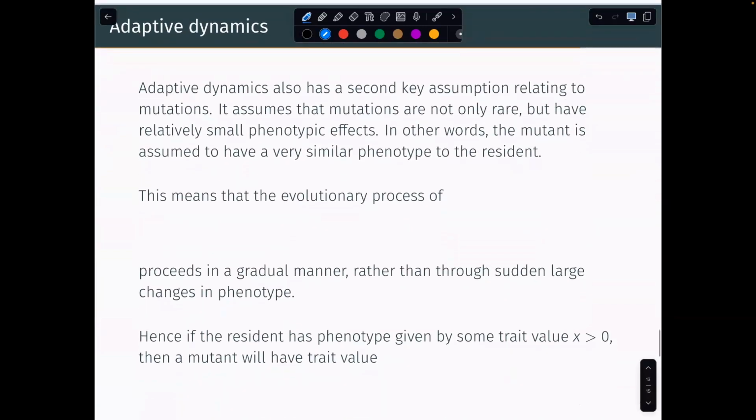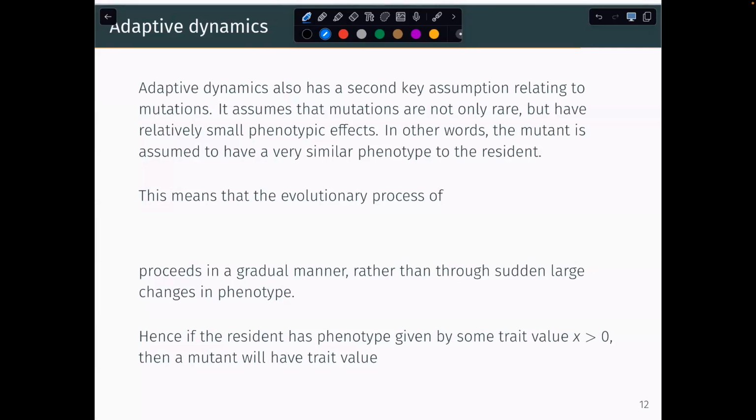And the second key assumption that we have that's related to mutations is about the size of mutations. We're going to assume that these mutations are not only rare, but they have small phenotypic effects. So remember, we're modeling phenotypes here rather than genotypes. I'm going to assume that our mutant is essentially very similar to our resident. So if you imagine these as being continuous traits along the real line, we're assuming that there are no big jumps, in that your mutant is very, very close to your resident. Not infinitesimally close, but we're assuming that it's pretty close. It's not a really big jump.